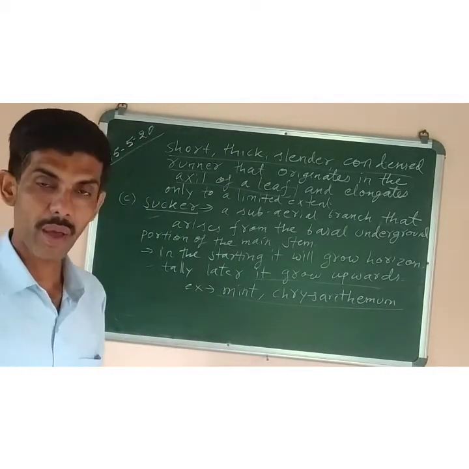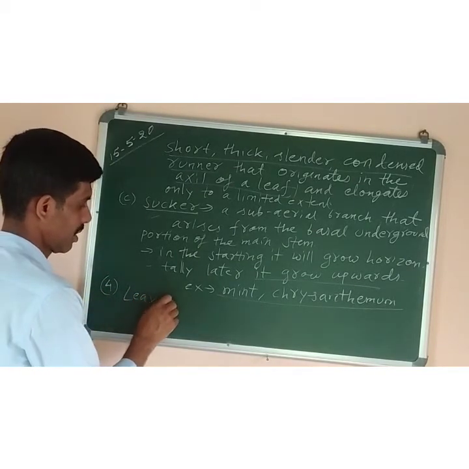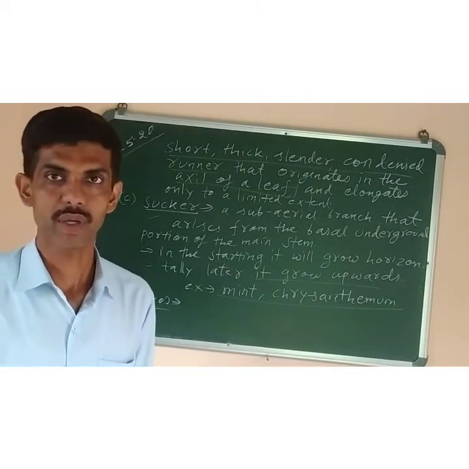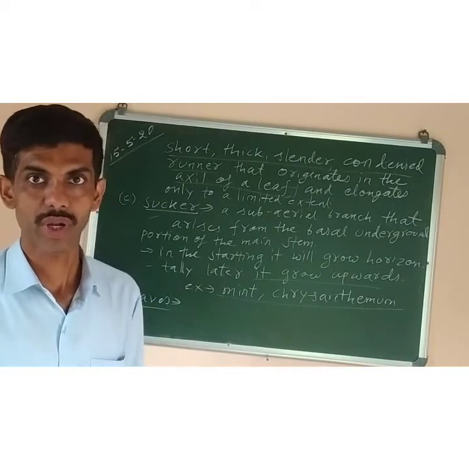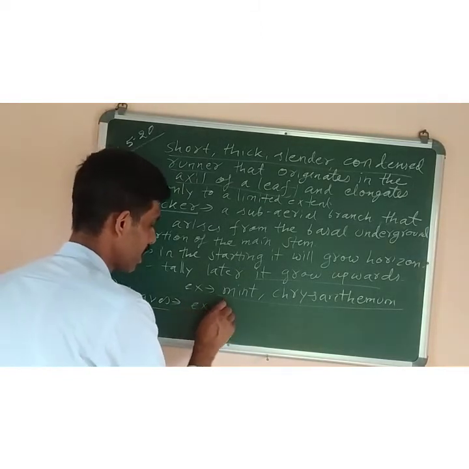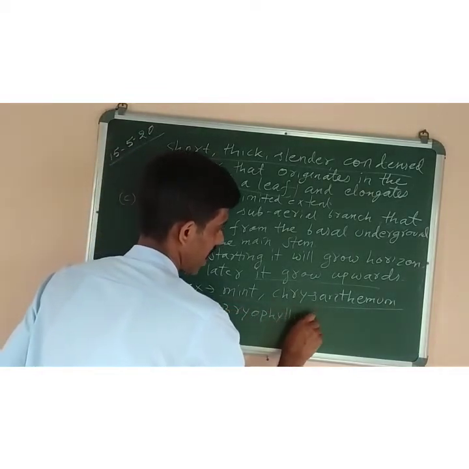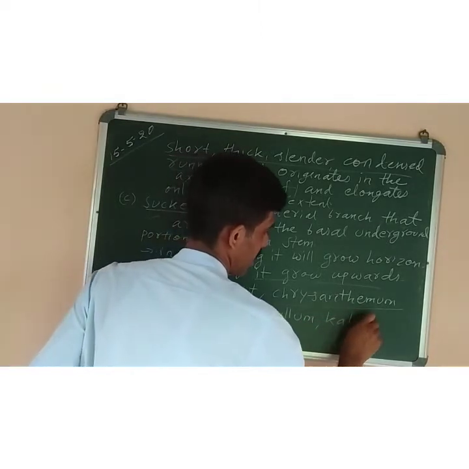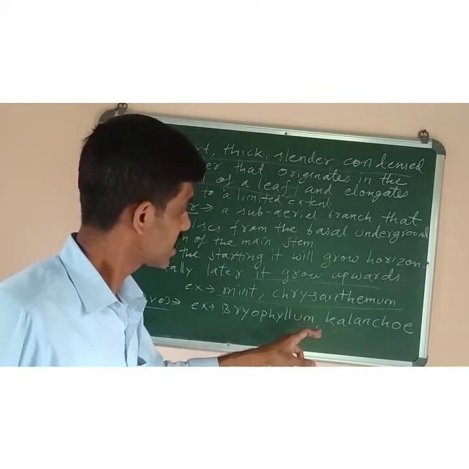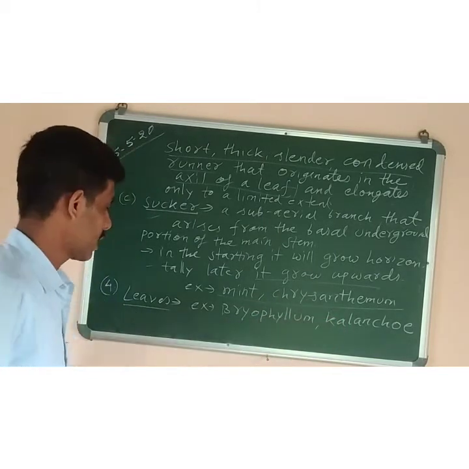Okay. Now next we have leaves, number 4. Okay, there are some plants in which the leaves also act as vegetative propagule, which can give rise to a new plant. Example, Bryophyllum and Kalanchoe. So first I am writing the example only. Bryophyllum and Kalanchoe. Check the spelling, Kalanchoe. Yes, it is correct.